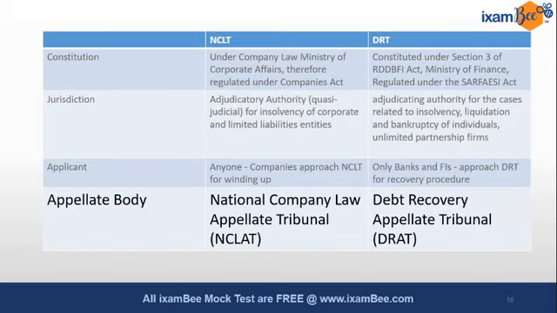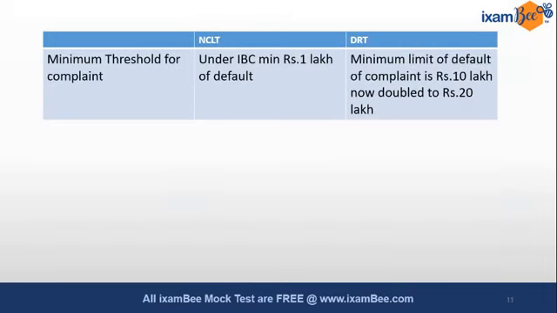Fourth point, and this can be a good exam question, is the appellate body. If you are not happy with the decision made by NCLT, you are not satisfied, where can you appeal? You can appeal to the National Company Law Appellate Tribunal. Just add an A here, appellate, and you know the appellate body. And same is the case in DRT. In DRT also there is the Debt Recovery Appellate Tribunal. Remember this appellate.